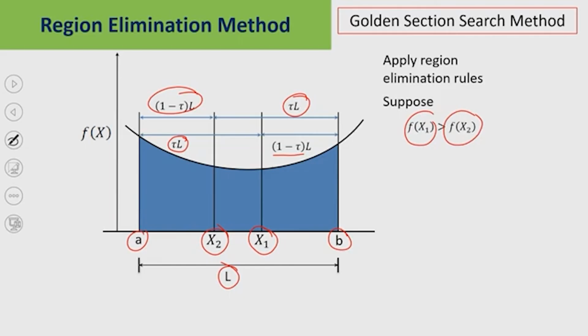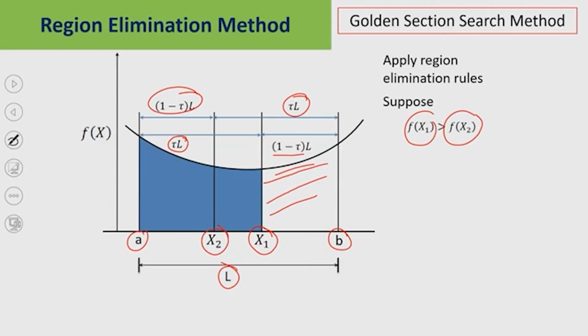So, this is f of x 1 and this is greater than f of x 2. So, in that case what will happen? The optima is not there in this particular region. So, therefore, I can eliminate this region. So, how much am I eliminating? I am eliminating 1 minus tau into L region.